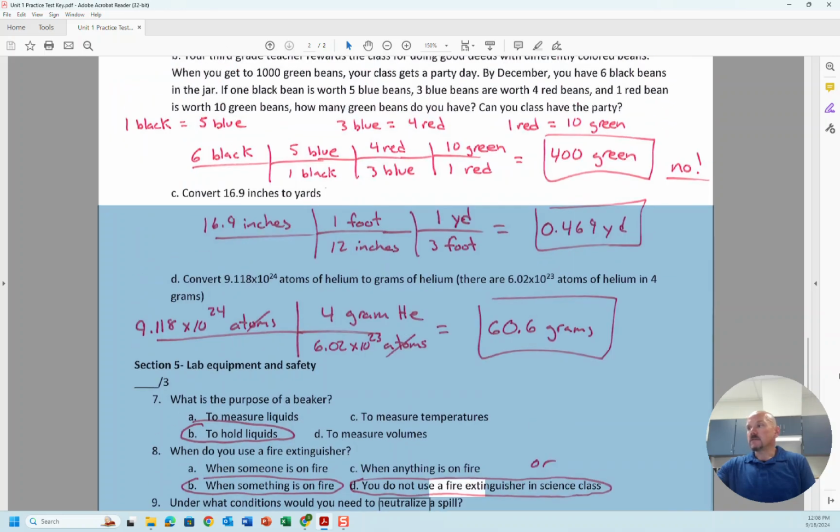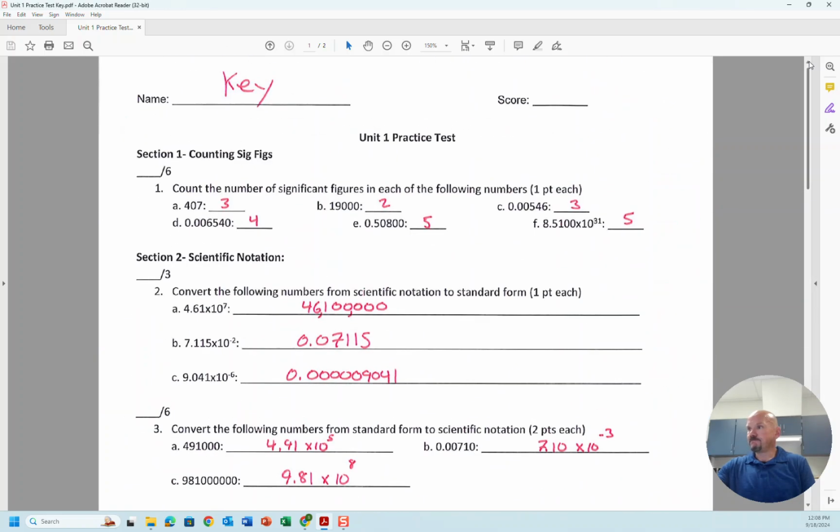And yeah, that's about it. So hopefully that helps clear things up if you were looking at the key and you weren't understanding some of the answers. But yeah, good luck and happy studying.